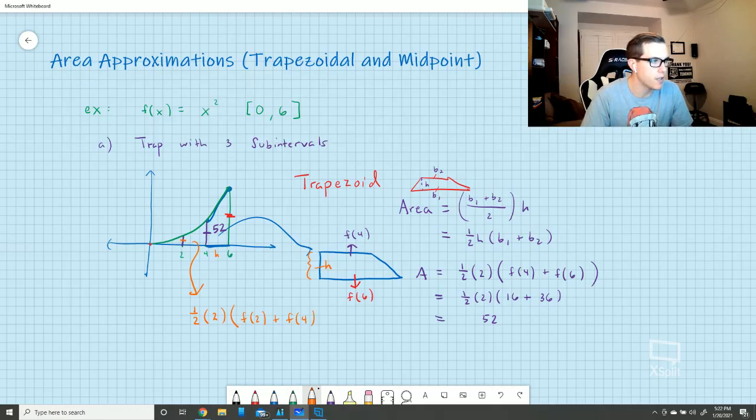F of 2 is this distance. F of 4 is this distance. Add them up. F of 2 is 4 plus f of 4 is 16. Looks like we get 20. So this guy is 20.